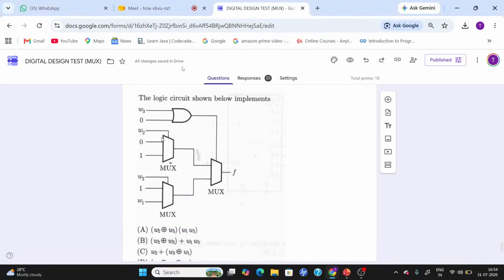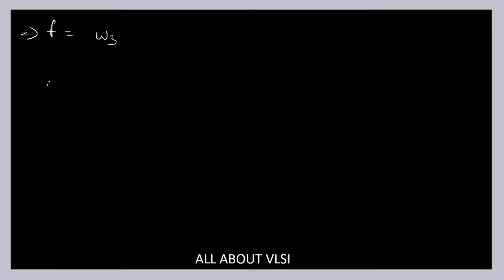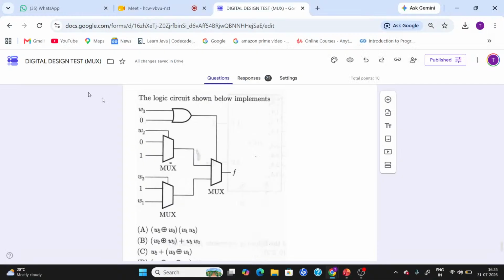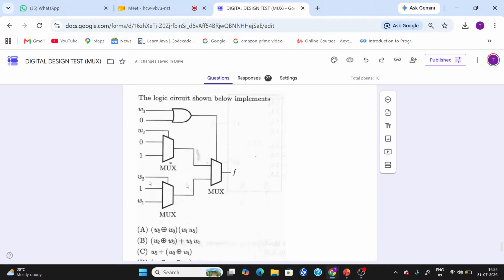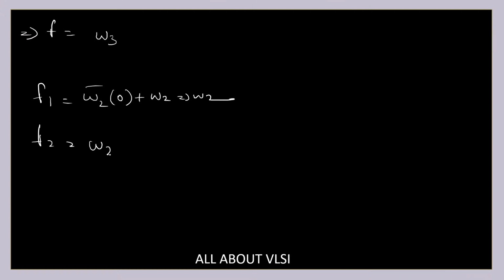First let's solve this expression, which is W2 complement. Let's take it as F1. F1 is equal to W2 complement plus W2 into 0 plus W2, which is nothing but W2. So F1 is equal to W2. Now let's solve for F2. F2 is W2 complement plus W2 into W1, which is nothing but W2 plus W1. That is my F2.